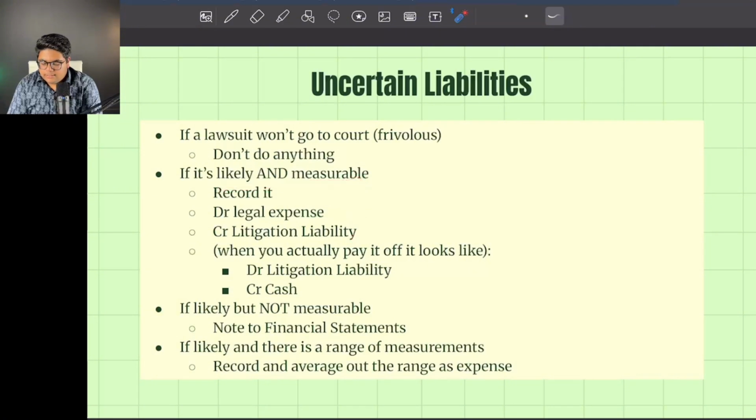What if a lawsuit is likely but not measurable? So we can't measure it. We're not going to record it, but we are going to add a note to the financial statements that, hey, something's going on, just to be wary that there might be a potential lawsuit.